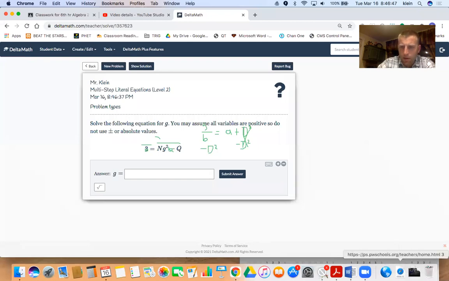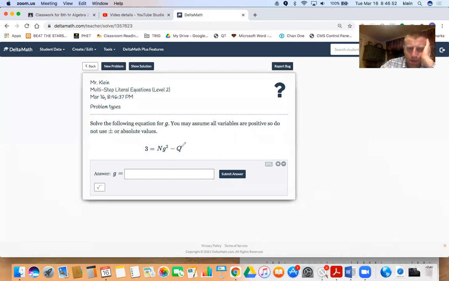Okay, so trying to solve for g here. If there's something like added or subtracted on with it, you got to take care of that first. So I need to take care of this q. I need to add q on each side of the equal sign. Okay, so I've got 3 plus q, capital Q on the left side. And I've got n, capital N, g squared over on the right side.